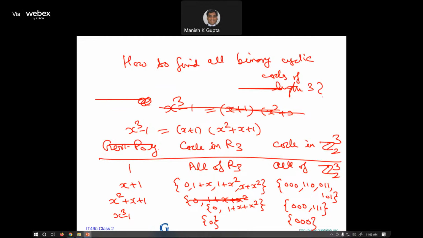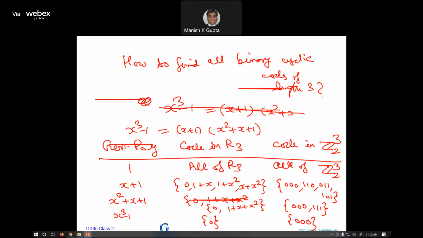So x cube plus x square plus x plus x square, 2x square will be 0. And then x will also go to 0. You are left with x cube plus 1. Minus 1 is the same thing as plus 1, so x cube plus 1 or x cube minus 1, because we are working modulo 2. So the only thing is to factorize.